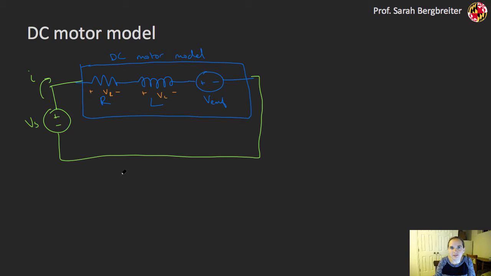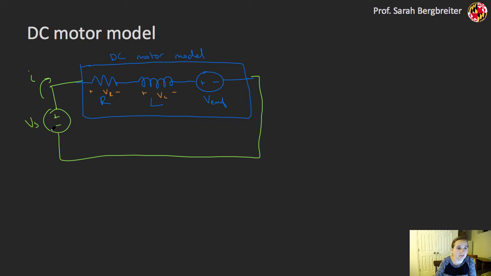We've already discussed the basic model for a DC motor. In this model, I have a resistor, an inductor, and a back EMF voltage supply in series. And that's effectively describing my DC motor. And I can drive that DC motor.